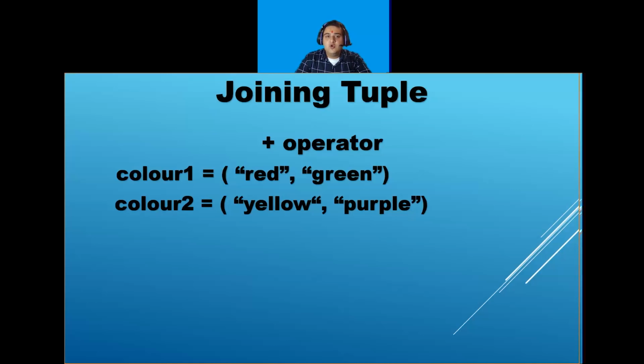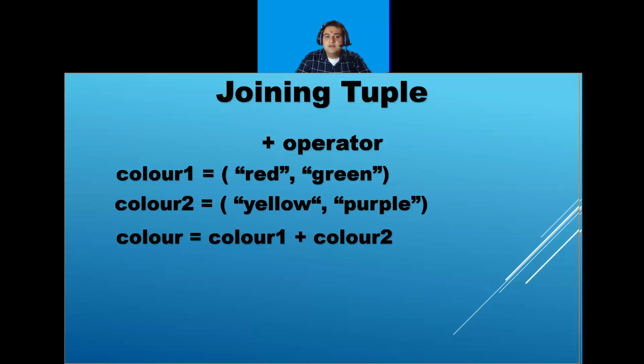Now I want a new tuple with the elements red, green, yellow and purple. I want to join color1 with color2, so I want color1 first, then color2 elements second. I will bring a new variable, color. So color is equal to color1 plus color2. The elements of color1 plus color2 are going to be stored in the new variable, which is color.